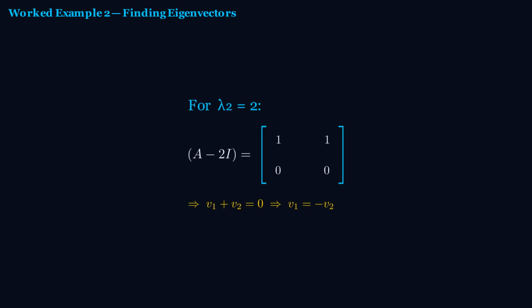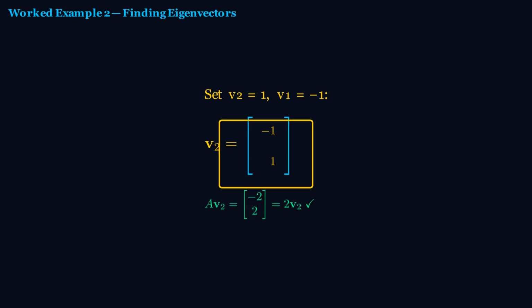For eigenvalue lambda 2 equals 2, A minus 2I has first row 1, 1 and second row 0, 0. One independent equation: v1 plus v2 equals 0. So v1 equals negative v2. Let v2 equal 1. Then v1 equals negative 1. The eigenvector for lambda 2 equals 2 is the vector with components negative 1, 1.